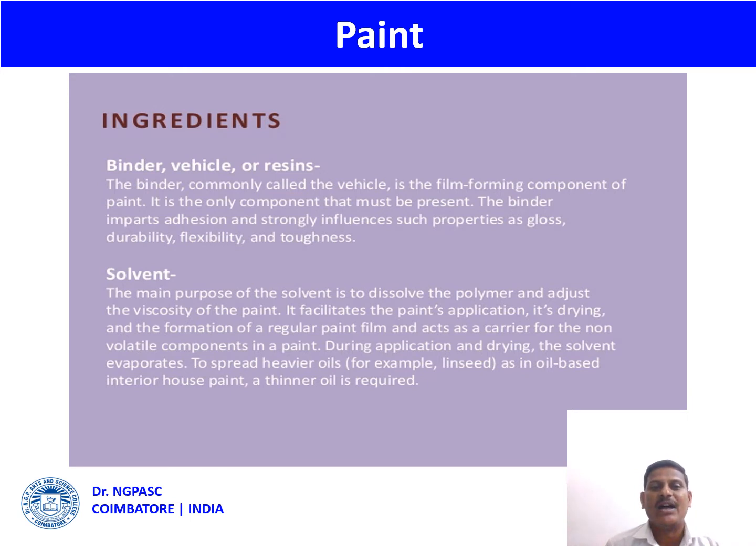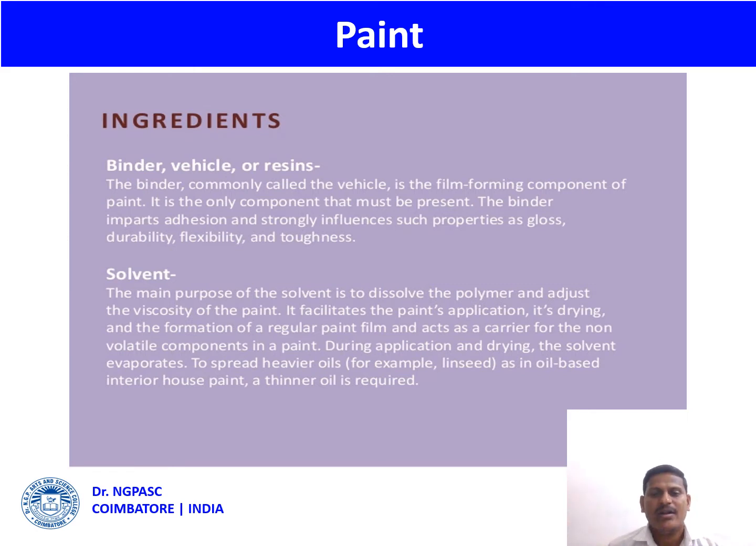So what are the ingredients added in the paint manufacturing process? That is very important. Mainly binder, vehicle, and resins. These are the suitable ingredients added in the paint manufacturing process. Binder, vehicle and resin are the same. What is the purpose of adding binder, vehicle or resin? Its main purpose is to strongly influence such properties as gloss, durability, flexibility and toughness.